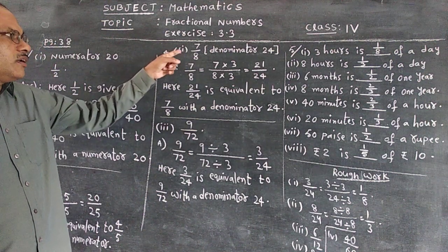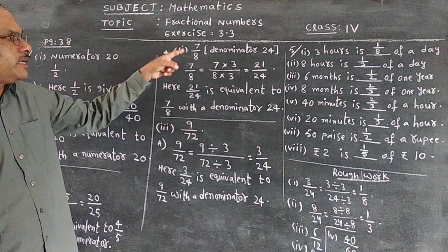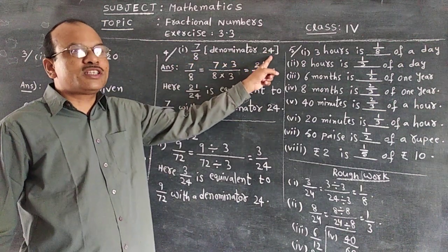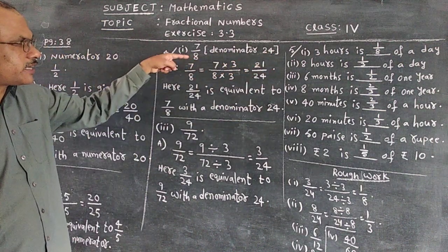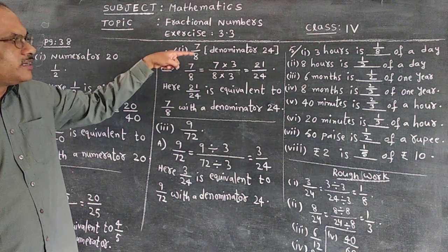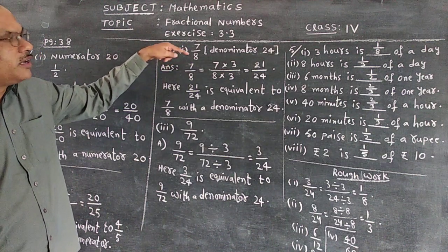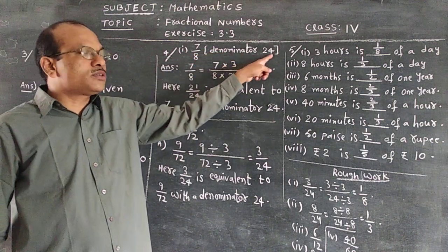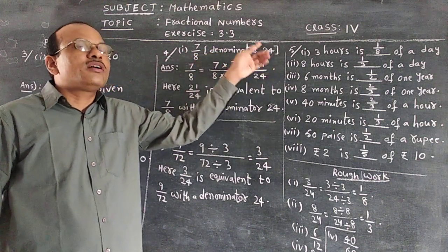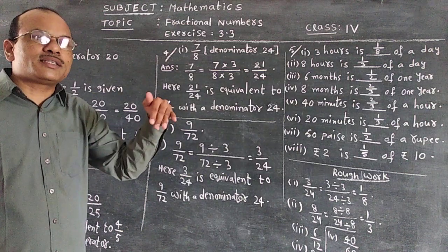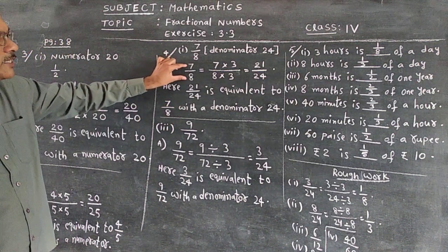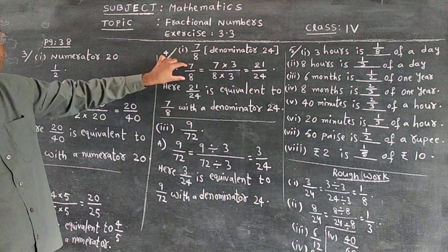Fourth question, first bit. 7 by 8 is given. They want to see denominator 24 this time. Here the denominator is how much? 8. Denominator means down number. Down number 8 is given, but they want to see it as 24. That work is given for us, we have to change that. 7 by 8, we have to write the given question here.